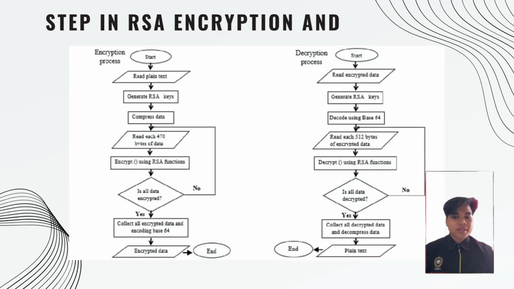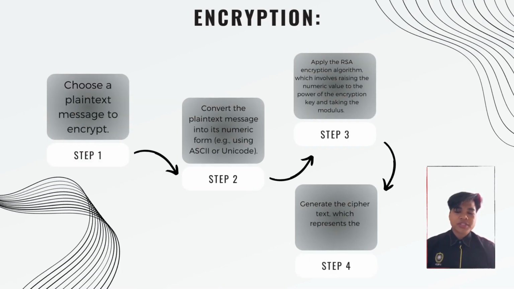Okay, these are the steps in RSA encryption and decryption. This is a flowchart of how it works, and I will explain more on the next slide. For encryption, we have 4 steps. The first step is to choose a plain text message to encrypt. The second step is to convert the plain text message into its numerical form. The third step is to apply the RSA encryption algorithm. And the fourth step is to generate the cipher text, which represents the encrypted message.